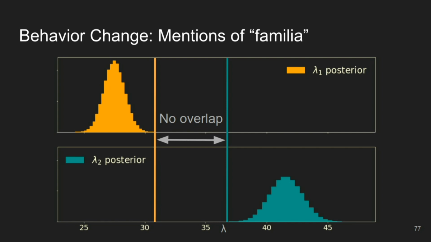Why? Because as you can see, lambda 2 is greater than lambda 1. And since I know lambda 2 defines the tweeting behavior after the change, I can definitely say that at some point between November and December, people began to tweet more about their families. So notice the key here is interpretability.